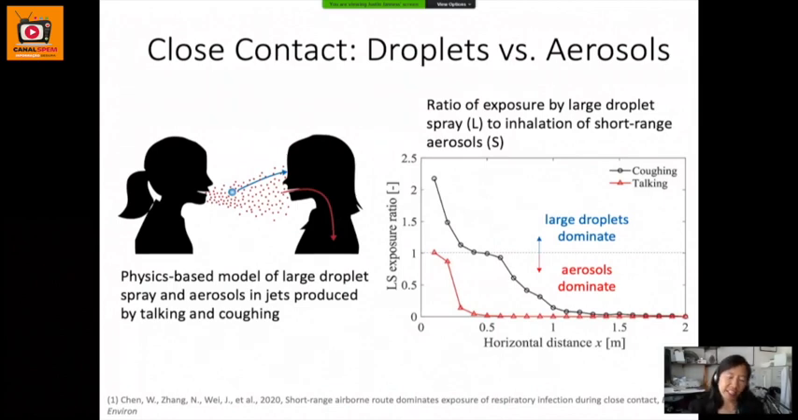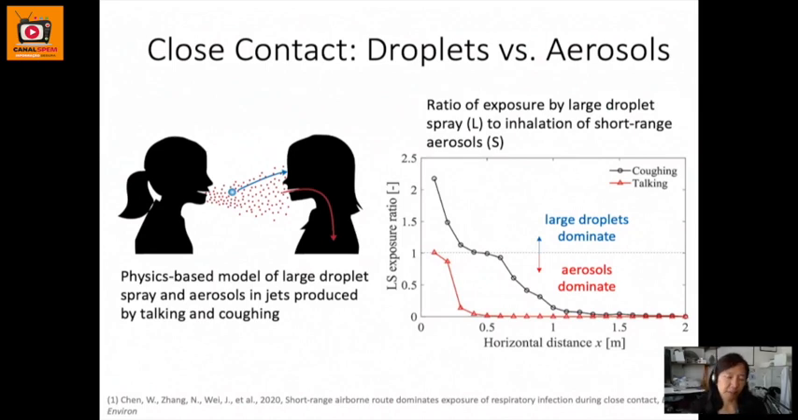So at close contact, it's clear that transmission can occur by both droplets and aerosols, even though it has been assumed that droplets dominate. Yuguo Li at the University of Hong Kong has run a very nice physics-based model of large droplet spray and inhalation of aerosols in jets produced by talking and coughing. And I'm just jumping to the final result of his here, which is a graph showing the ratio of exposure by large droplet spray to inhalation of short-range aerosols.